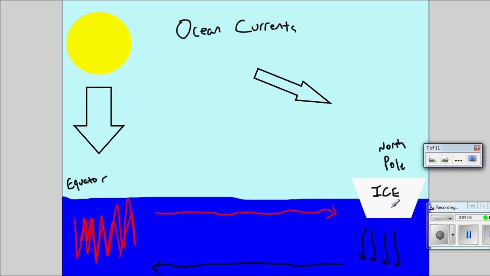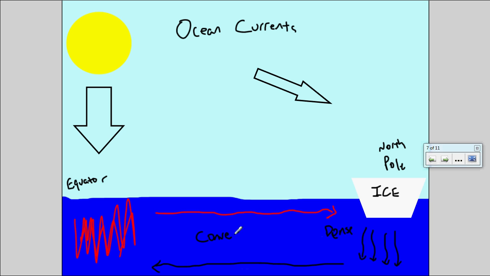And one thing to know is that this water that freezes, the salt for the most part does not freeze with the water. So if you look at the water below the ice caps, it's not only colder, but it's also saltier, causing it to be more dense. This denser water is going to sink, and the warmer water from the equator is going to move towards the poles to replace it. Again, we've drawn a convection current. So it's the sun that's responsible for ocean currents.